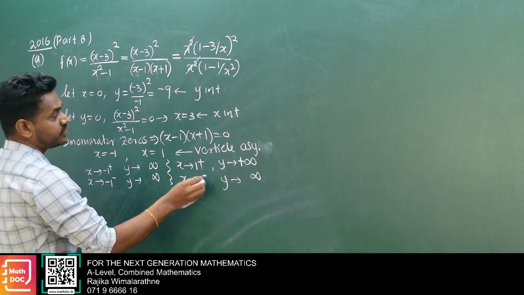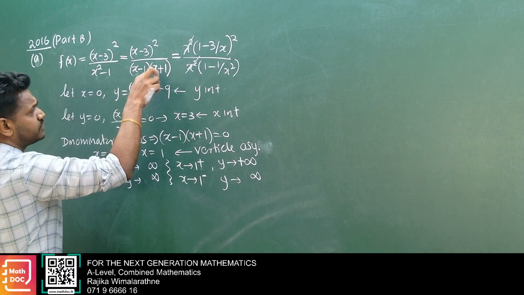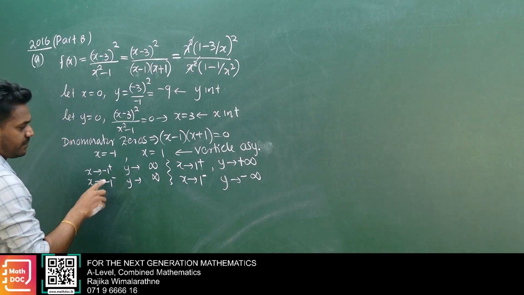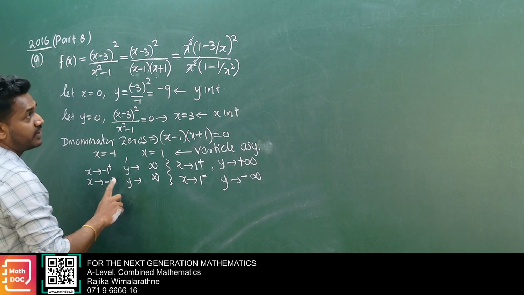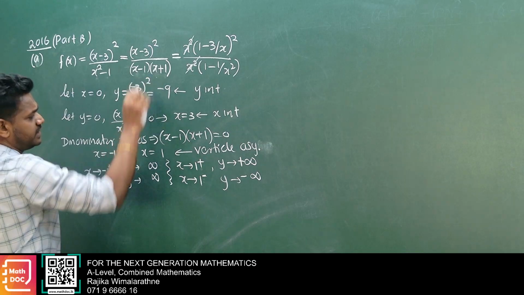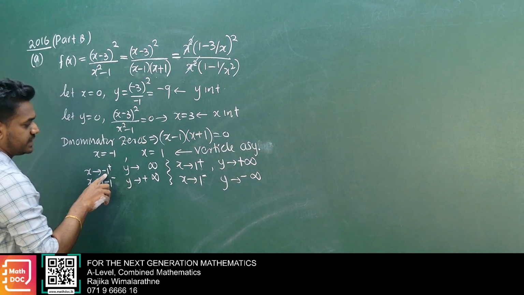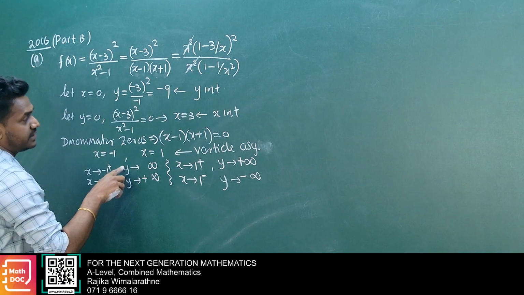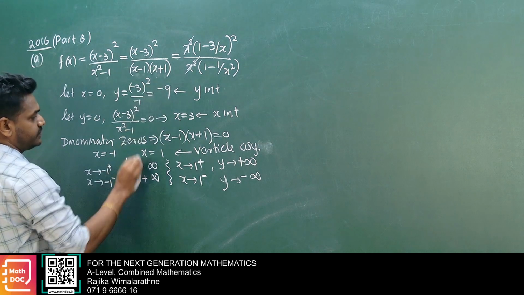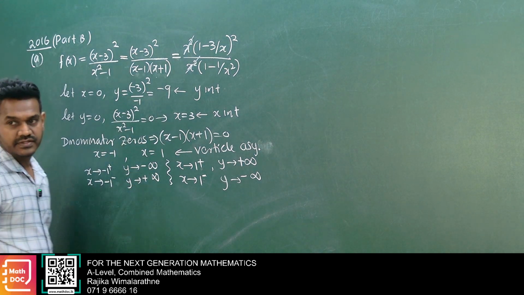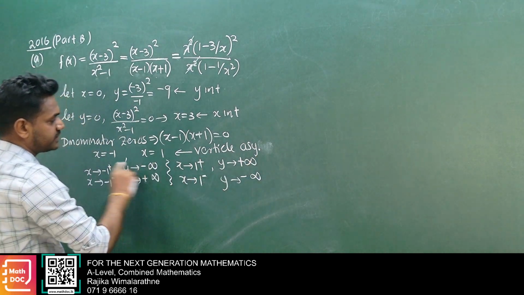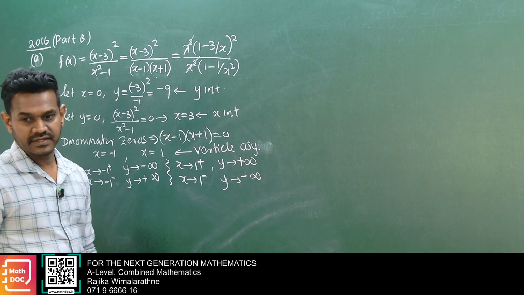1 minus means substitute 0.9 here. Here negative, positive, positive, so we get a negative answer. Minus 1 minus means take minus 1.1: negative, negative, positive, so finally it is positive. Minus 1 plus means take minus 0.9: positive, negative, positive, so we get a negative answer. Those are the vertical asymptotes. Later you can recheck this one by the derivative sign.